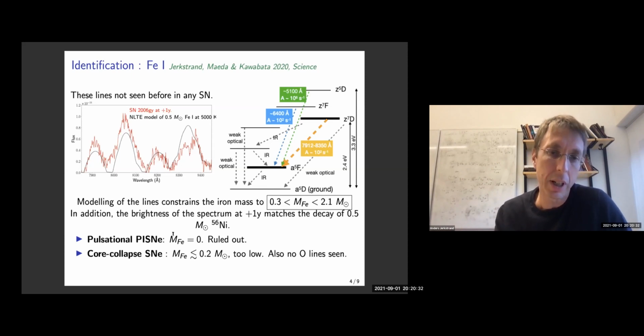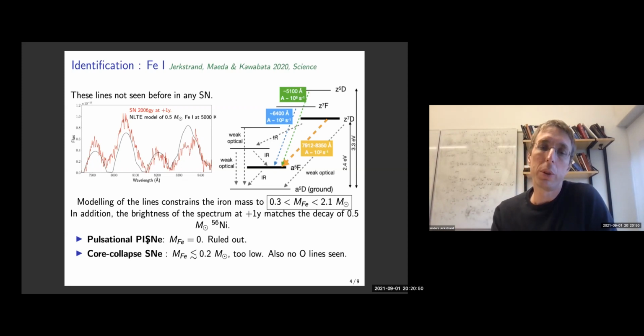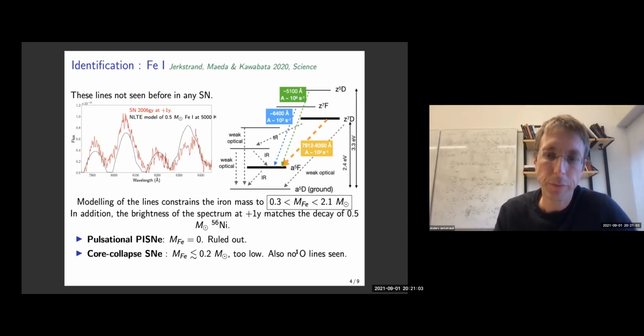These shells don't have any iron at all. So I don't think I use too strong words when I say it's not going to work. I can't see how to make that scenario consistent with these iron lines. Core collapse supernovae are not so immediately ruled out, but there are lots of problems here. They generally don't make so much iron. And we always see oxygen lines from these kinds of supernovae, which we don't see in this supernova.